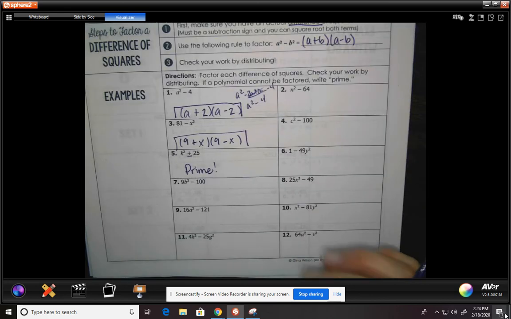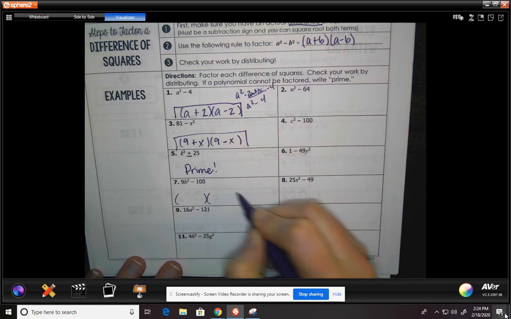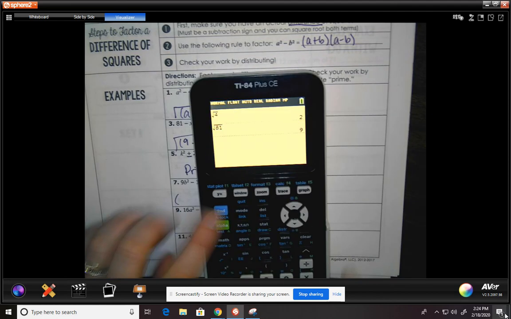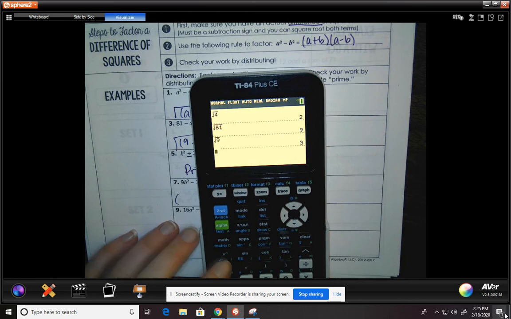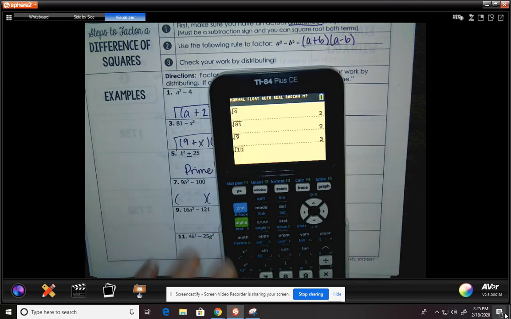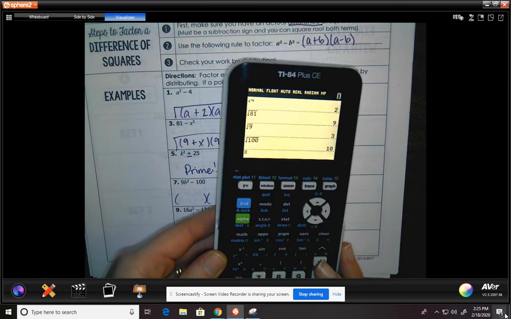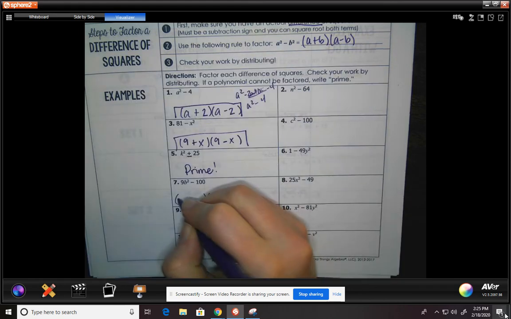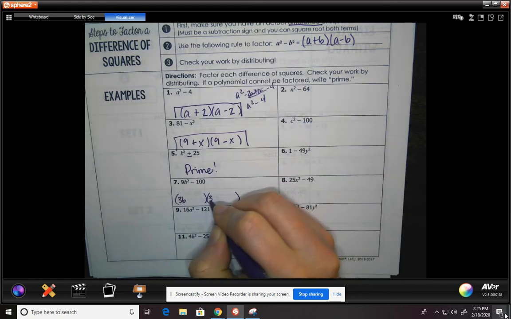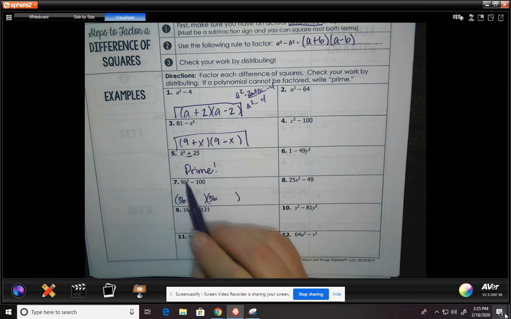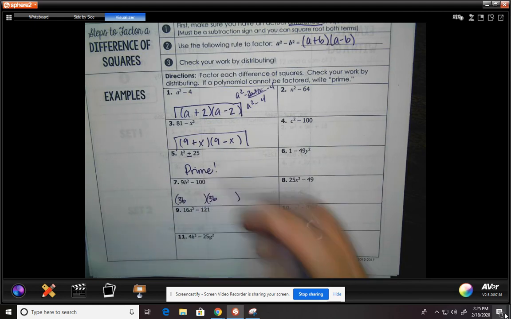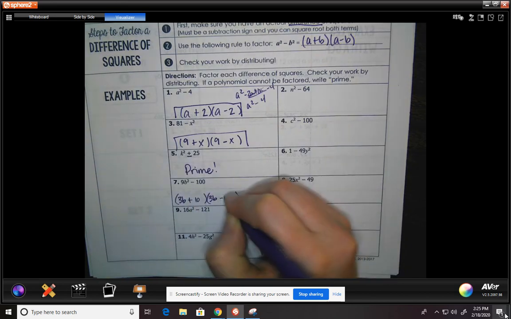Okay, for number 7, now I have a number with a letter. So I'm going to open up my two parentheses because it is subtraction. I'm going to take the square root of 9, and then the square root of 100. The square root of 9 is 3, so I'm going to put 3b and 3b, because that's how you split the letters, b, b. But the 9 is with it, so you also have to split it. And the square root of 100 is 10, so plus 10, minus 10.